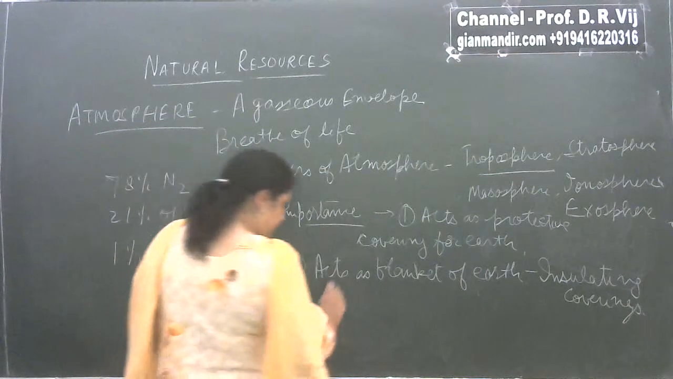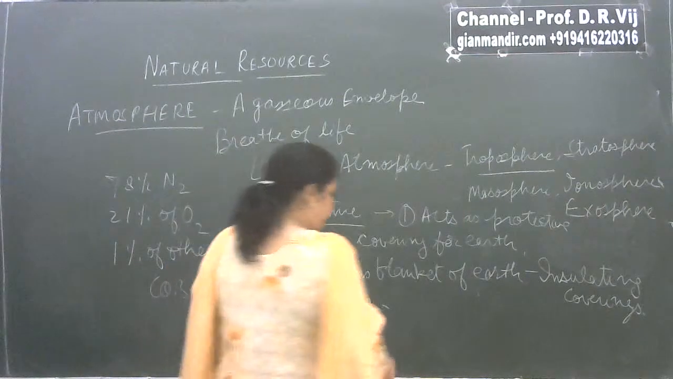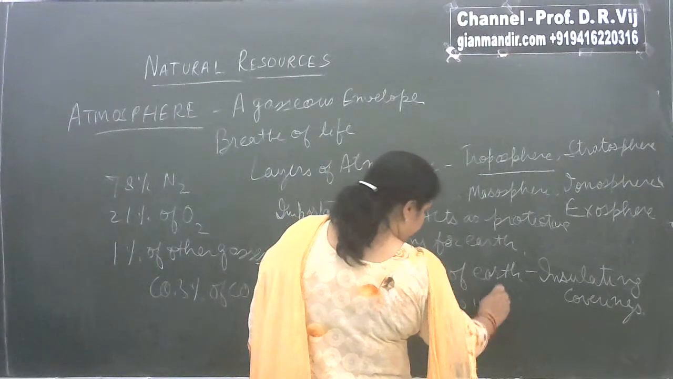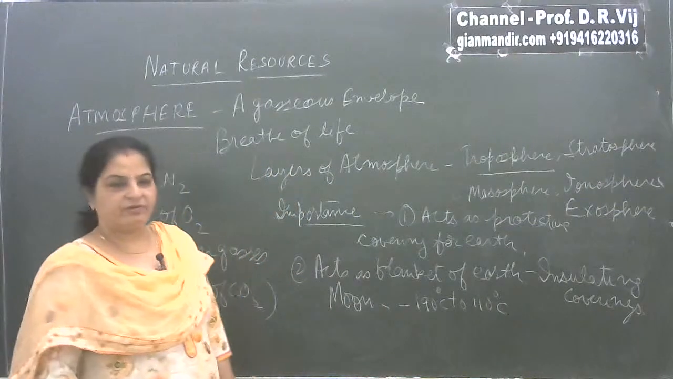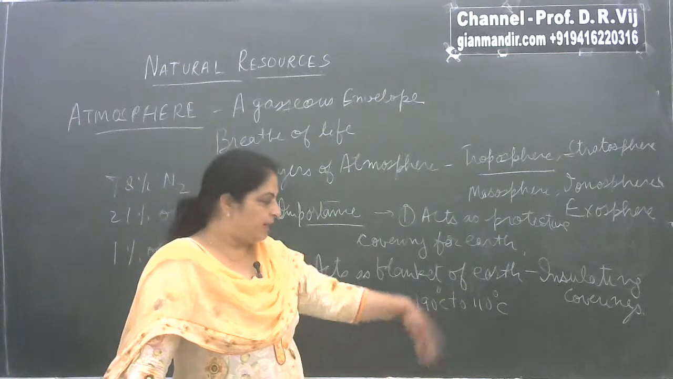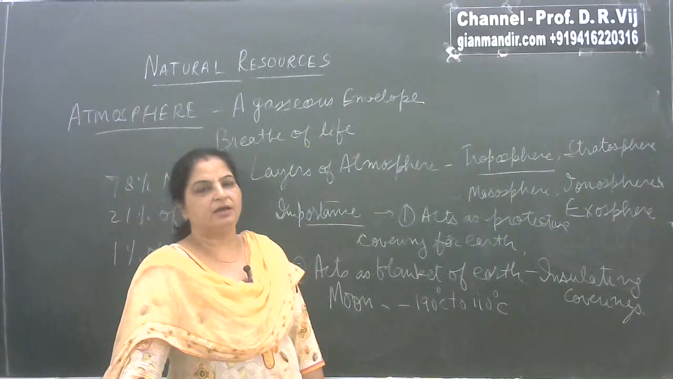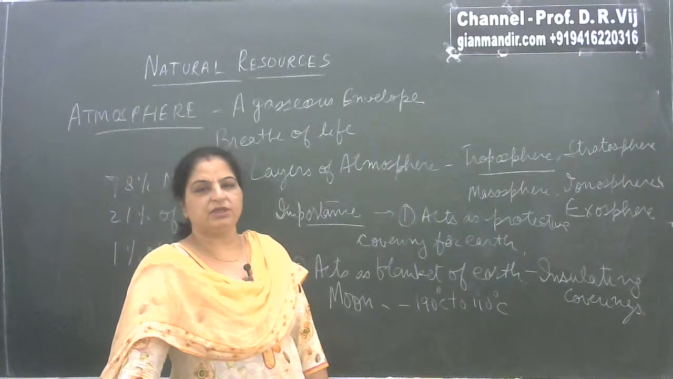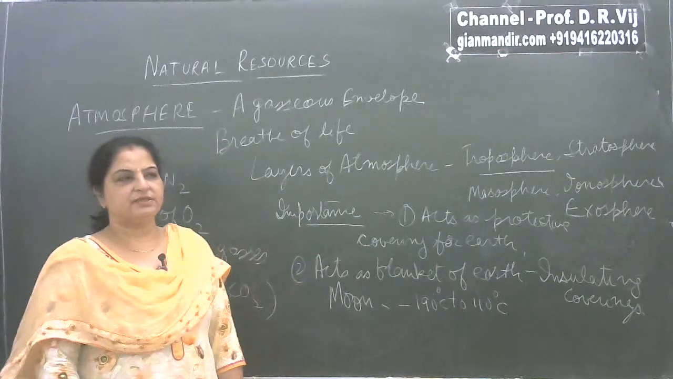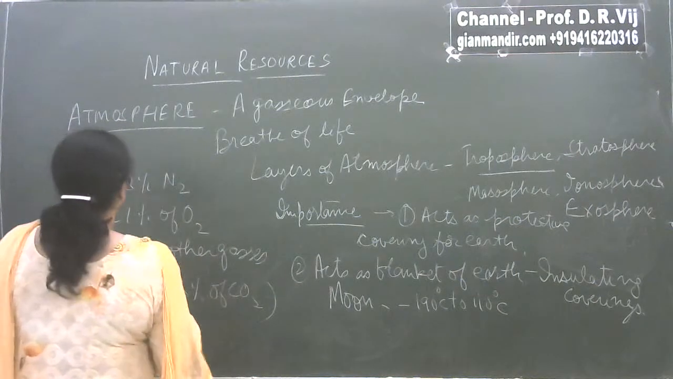If you see the case of the moon, where there is no atmosphere, the temperature ranges from minus 190 degrees Celsius to 110 degrees Celsius. During nights, due to absence of atmosphere, the temperature of the moon goes down to minus 190 degrees, and during daytime, again because of absence of atmosphere, the temperature of the moon goes as high as 110 degrees. With such a huge temperature variation, life is not possible. So that's why the Earth's atmosphere is acting as an insulating covering or blanket for the Earth, making life possible on Earth.